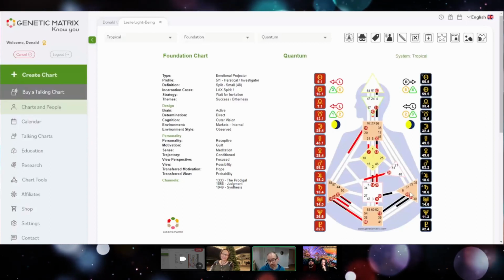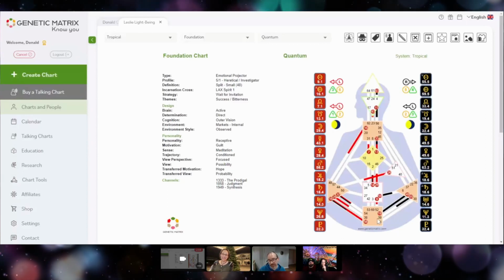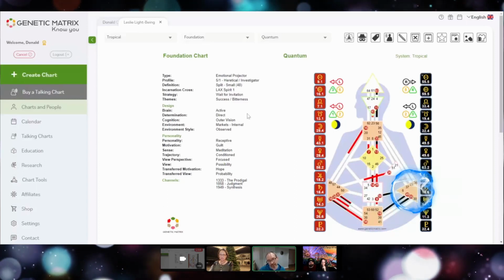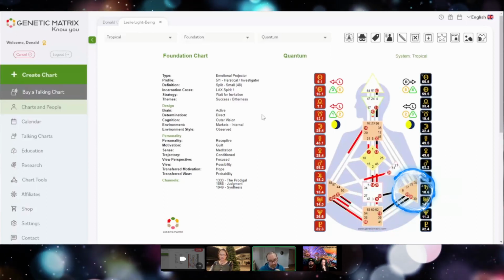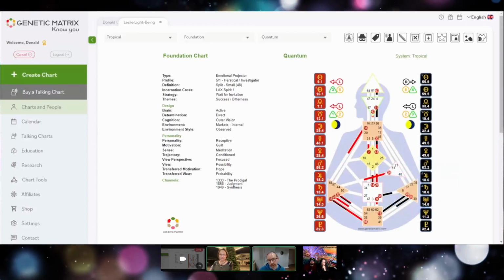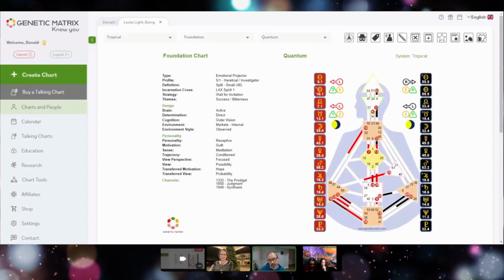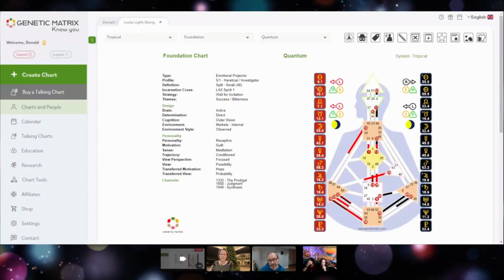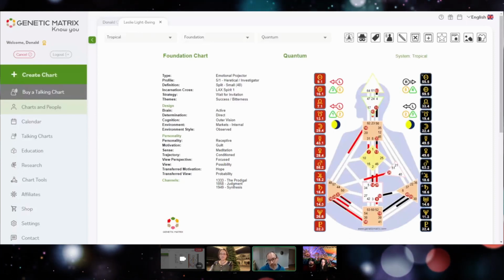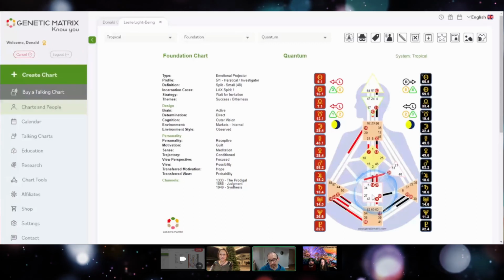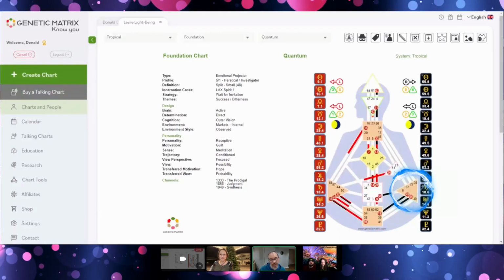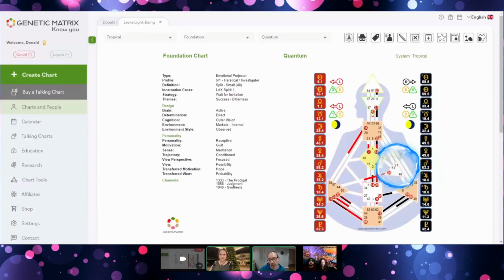Sorry, I was just going to say you do have two defined motor centers. The root center is a motor center, and the solar plexus is a motor center. So you have more energy than some other projectors. Yeah, but for you, it's about, am I using my energy correctly? Because it's still limited. There are 4 motor centers in the body graph: the sacral, the root, the solar plexus, and the ego center or the heart center. These are all motor centers.